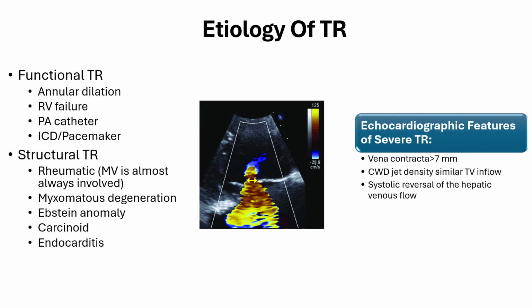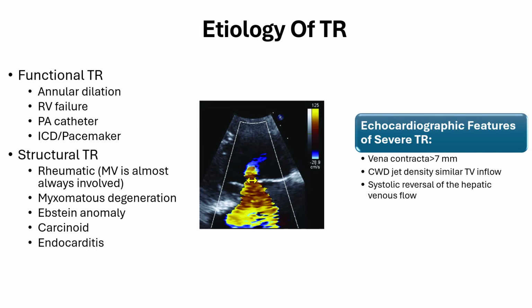Let's talk more about the etiology of tricuspid regurgitation. We can break it down into functional tricuspid regurgitation and structural tricuspid regurgitation. In functional tricuspid regurgitation, the leaflet tissue is believed to be normal, which is not true in structural tricuspid regurgitation, where leaflet tissue is believed to be structurally abnormal.